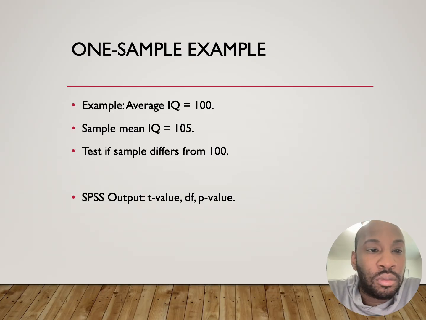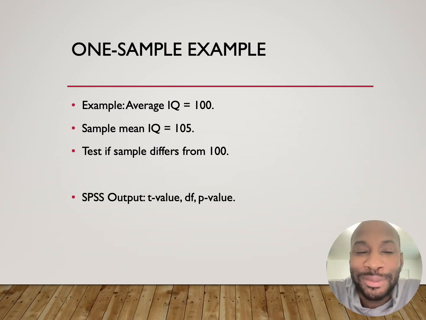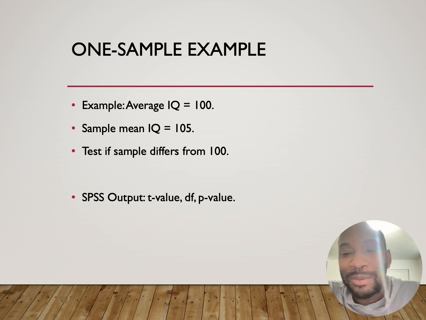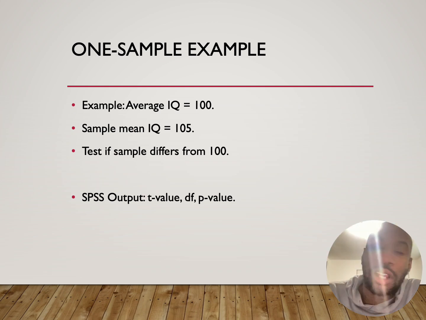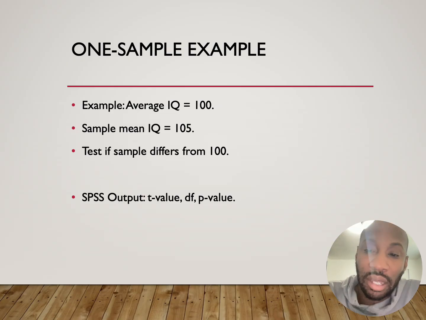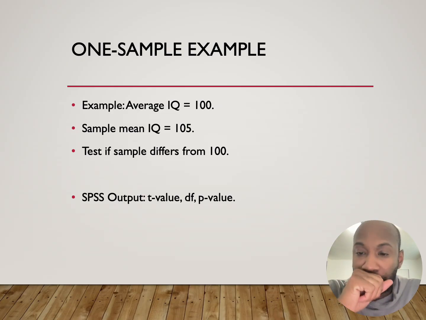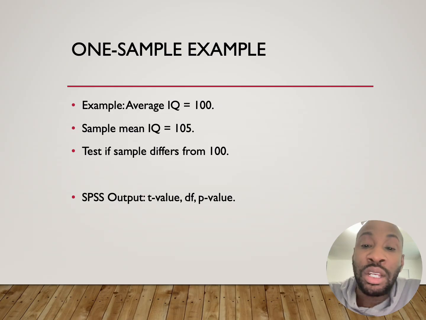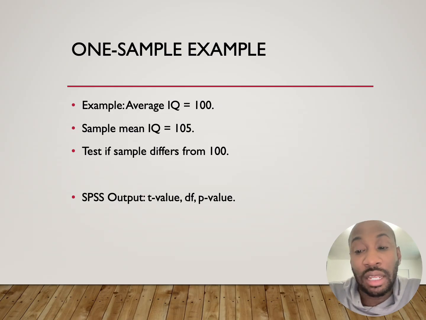We're going to use a one sample example. Suppose the population average IQ is 100. If our sample has a mean IQ of 105, we can run a one sample test in SPSS to check if the mean is significantly different from 100. The output will show a t-value, degrees of freedom, and a p-value.